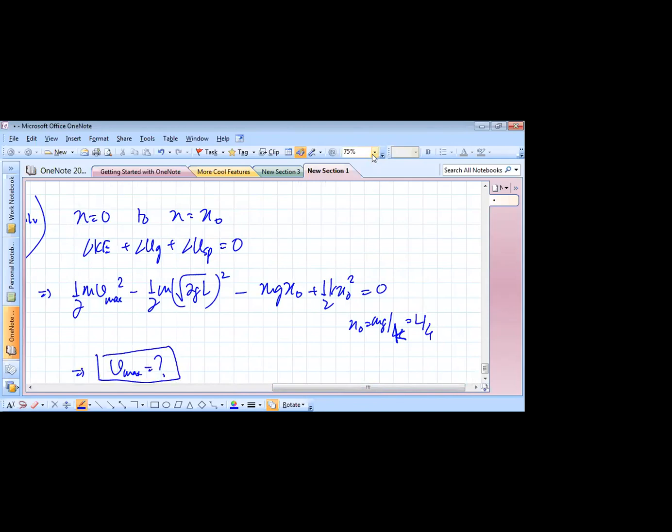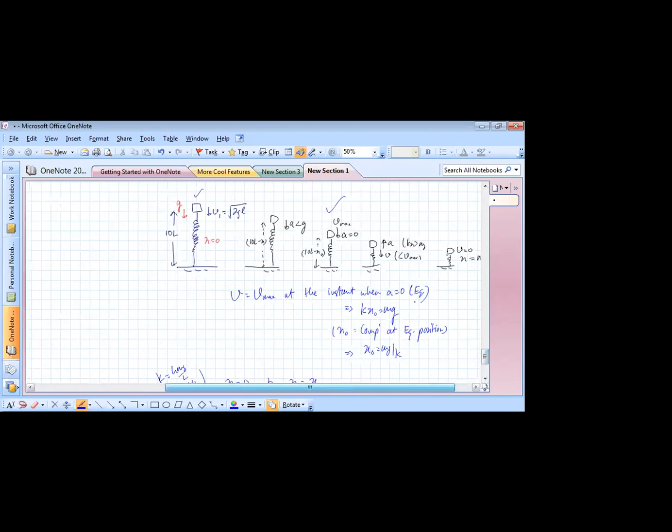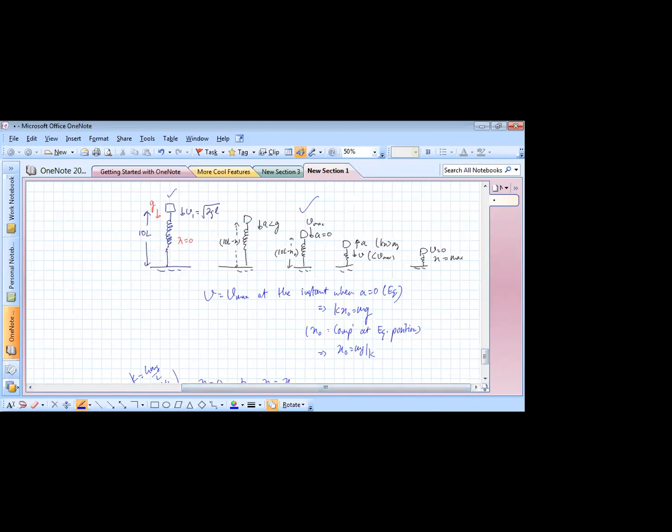Similarly, the next thing you will do is also apply work energy from the initial instant to the maximum compression. In the case of maximum compression, what will happen? Your v is 0. So for calculating maximum compression, you apply the work energy theorem between this instant and this instant. So 0 minus half m v1 square, where v1 is root 2 gl, is the change in kinetic energy. Minus mg x maximum is the change in gravitational potential energy, plus half k x maximum square should be 0. You will have to solve this for x maximum. It will be a quadratic equation, so the positive root will be your answer.